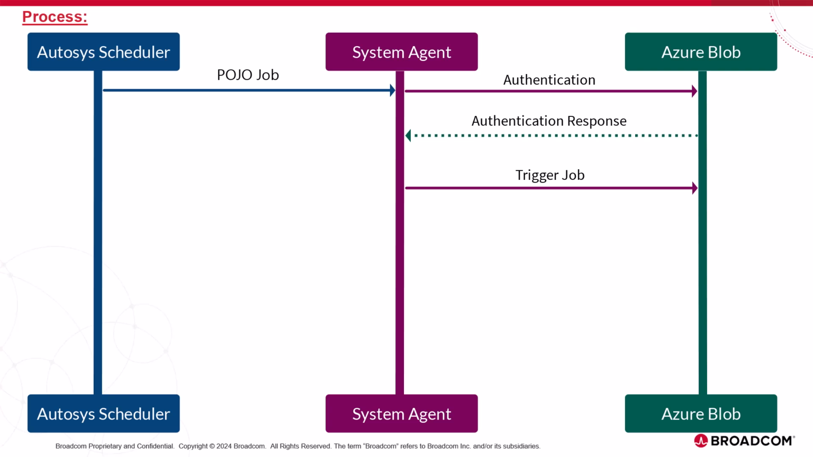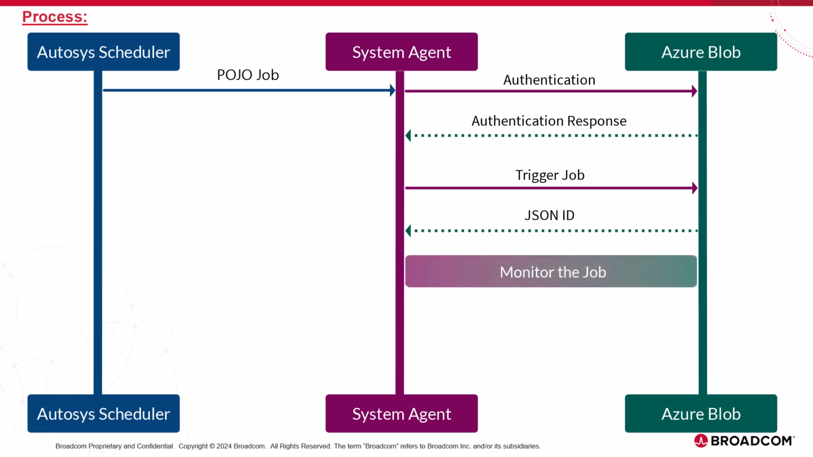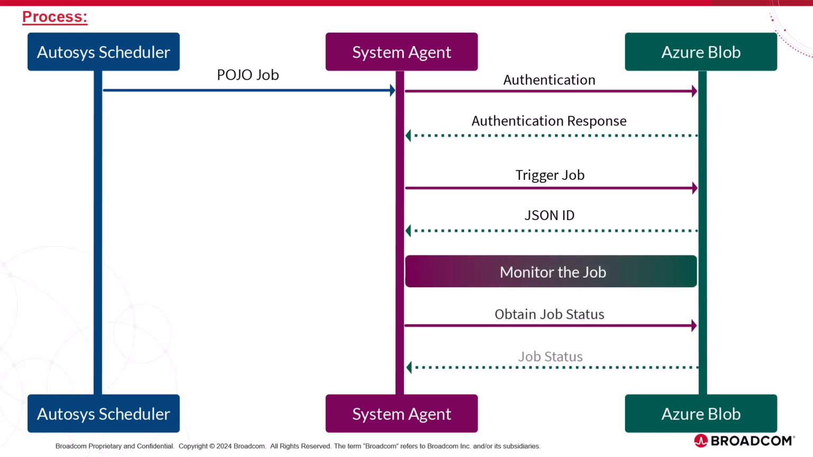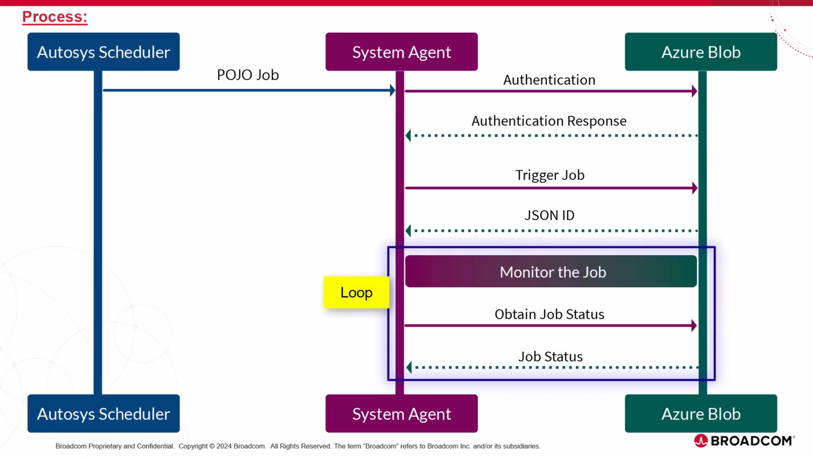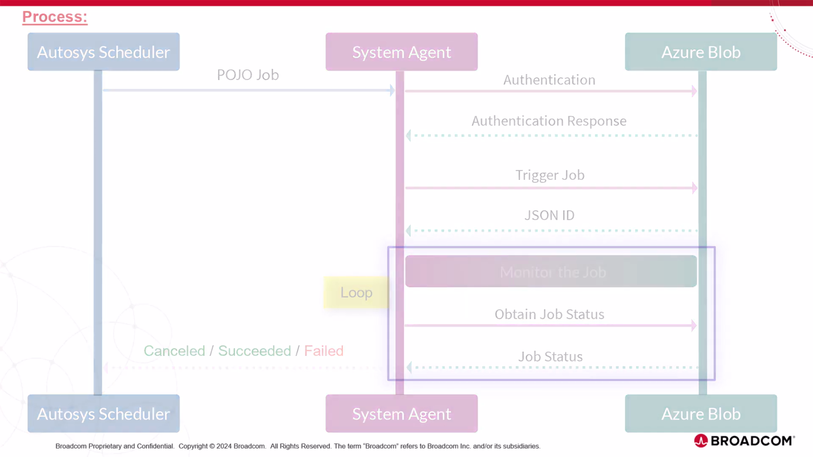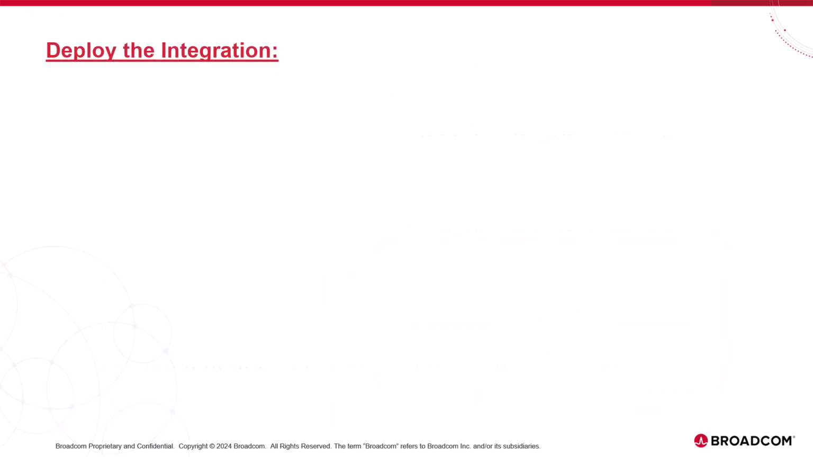The Azure Blob server identifies and executes the matching job. The job execution returns a JSON response that contains the execution details. The Azure Blob server and system agent monitor the job until it reaches its final state. Once the final state is obtained from Azure Blob, the job status in AutoSys is updated accordingly as either canceled, succeeded, or failed. Let's look at how to deploy the integration.